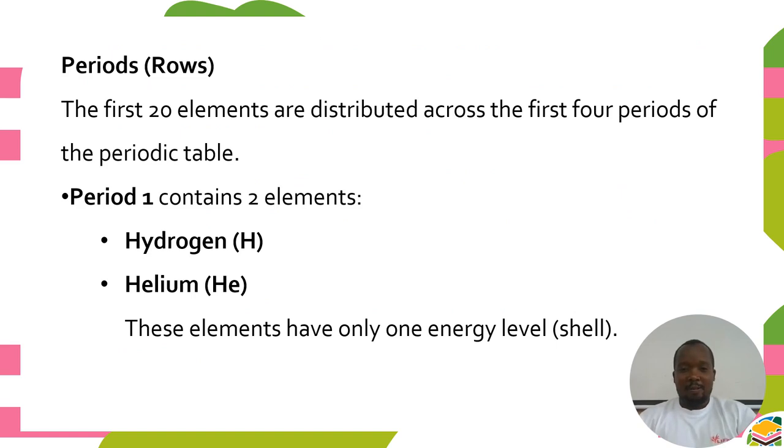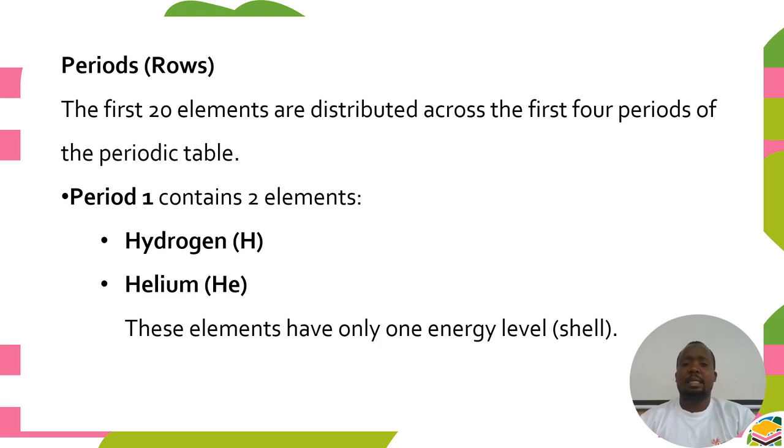So what are these periods? The periods are rows of the periodic table. The first 20 elements are distributed across the first 4 periods of the periodic table. So how many periods do we have in the periodic table? Yes, there are 4. So let us go through each period.